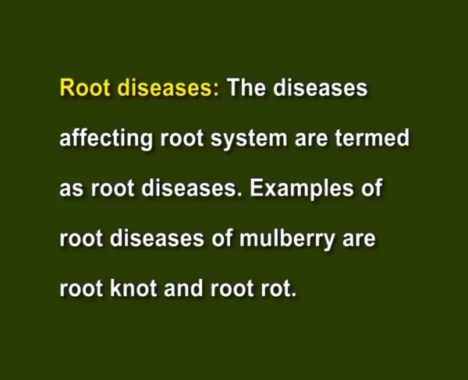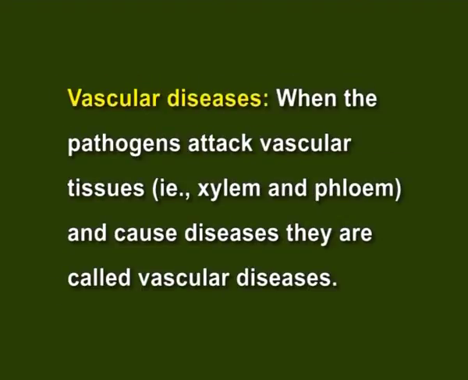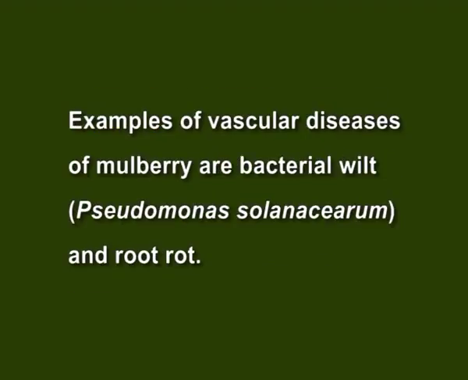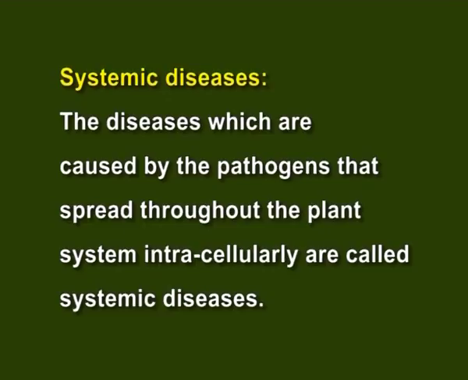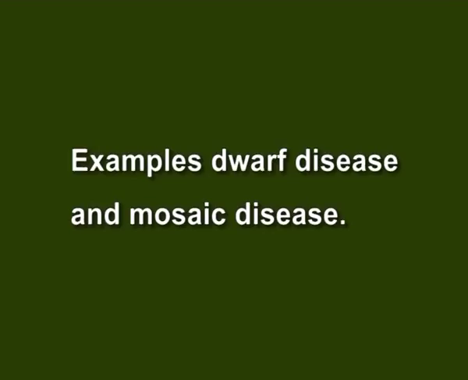Root diseases: the diseases affecting the root system are termed as root diseases. Examples of root diseases of mulberry are root knot and root rot. Vascular diseases: when the pathogens attack vascular tissues, that is xylem and phloem, and cause diseases, they are called vascular diseases. Examples of vascular diseases of mulberry are bacterial wilt and root rot. Systemic diseases: the diseases which are caused by the pathogen that spread throughout the plant system intracellularly are called systemic diseases. Examples: dwarf disease and mosaic disease of mulberry.